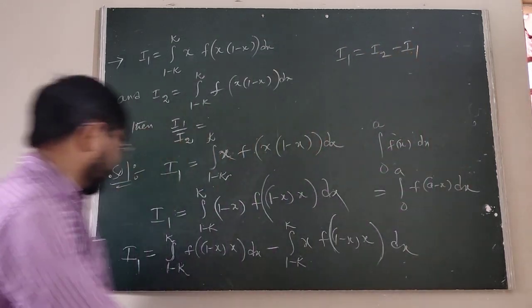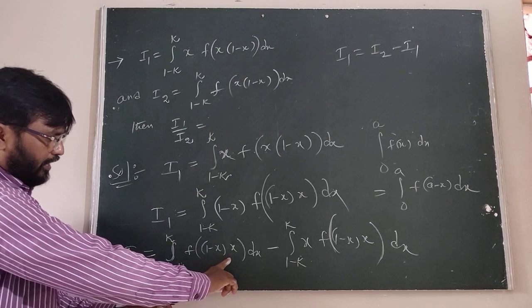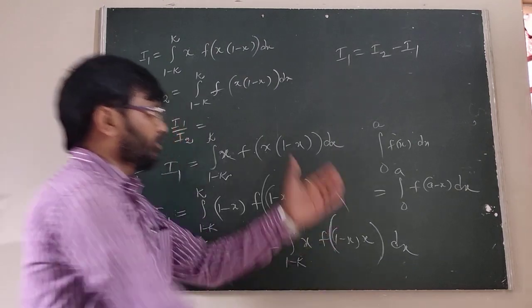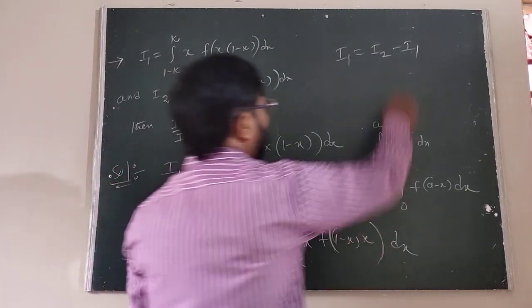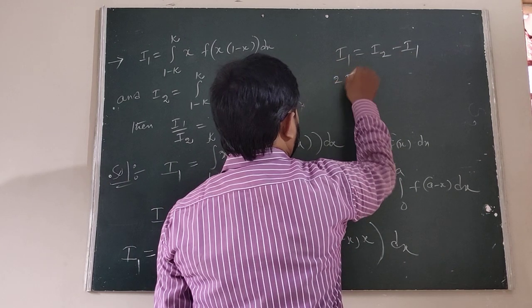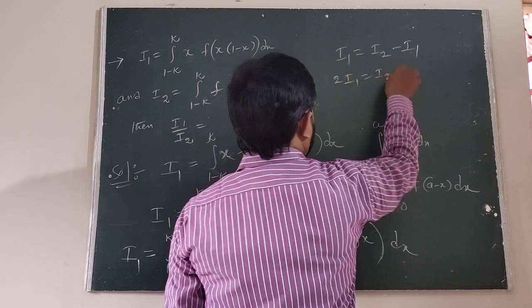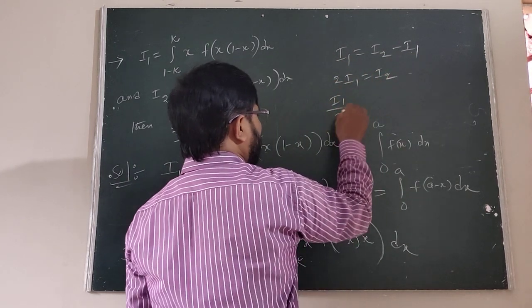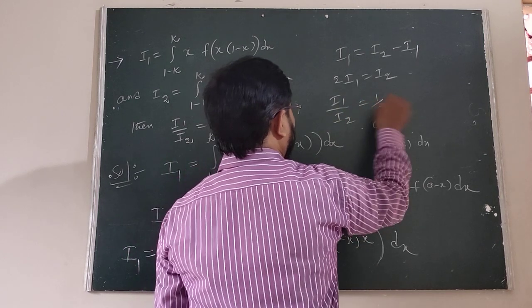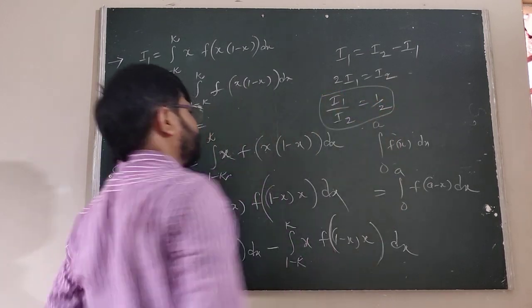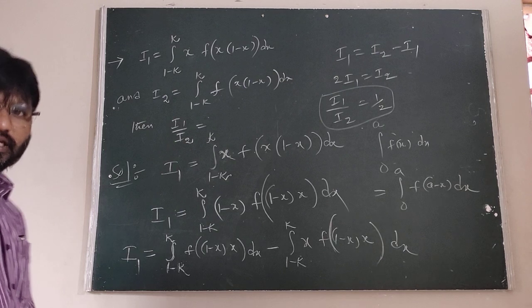Is it clear? I1 equals I2 minus I1. Sending I1 to the other side, 2 I1 equals I2. Therefore, I1 by I2 equals 1 by 2 is the answer.